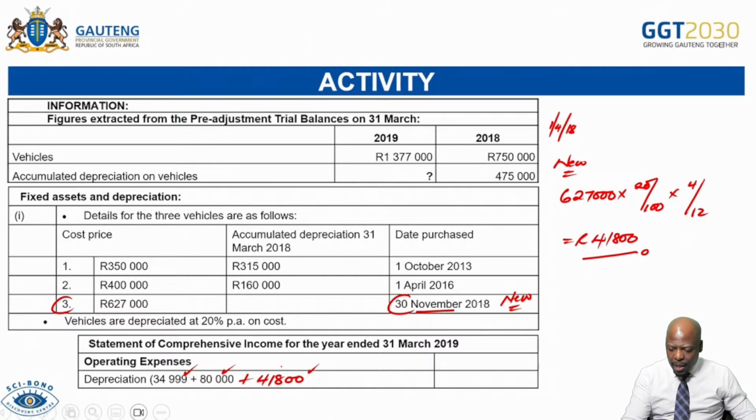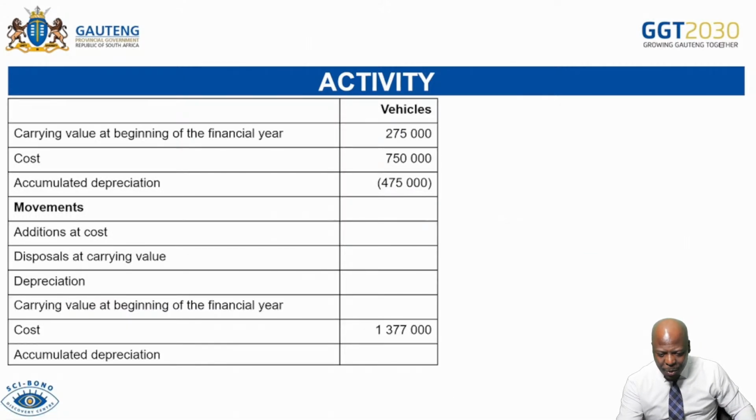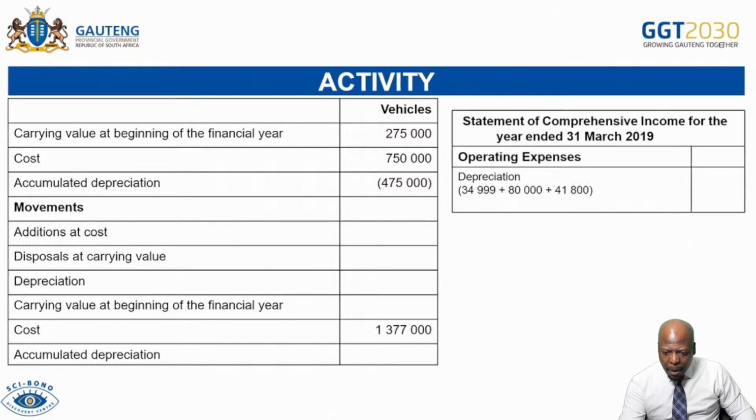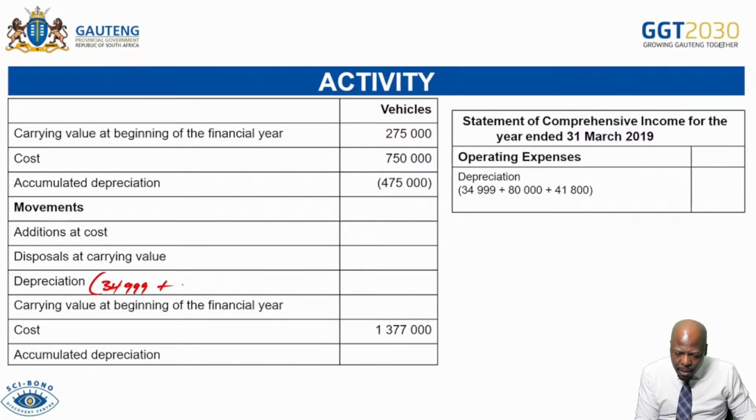Okay, so let's take this now to our note. Remember, we're given the depreciation. That is the same one in the statement of comprehensive income. I'm going to come and bring it here, which is my 34,999 plus my 80,000 plus my 41,800.